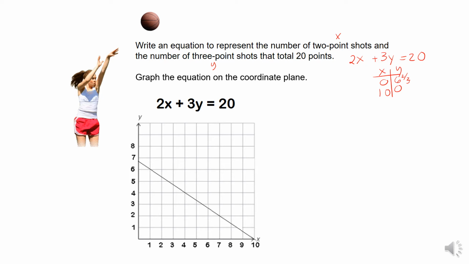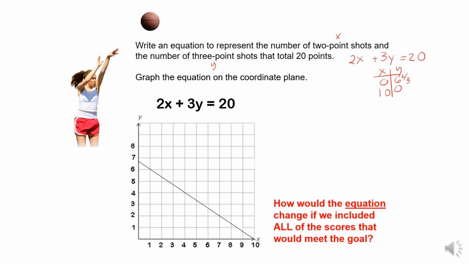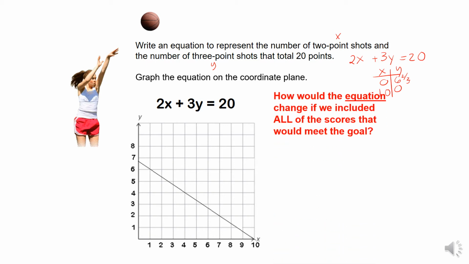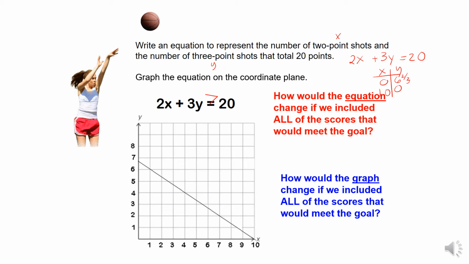Now, I want to ask you a couple of questions, and I want you to think about this. How would the equation change if we included all of the scores that would meet that goal? Well, remember the third problem from the other page. If she hit anything over 20, so we could say greater than or equal to, that would reach our goal, and the coach would be very happy if she did that. The next question is, how would the graph change? What would we do to the graph to indicate this inequality?